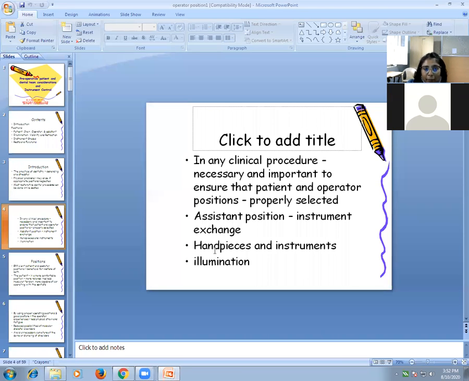Then your handpieces and instruments also play a very important role in ergonomics. Now, ergonomics is that you have to pay proper attention to your posture. Okay, the dentist posture, the patient posture. Then illumination, is the light proper or not? This is also very important when you work. If the light is not proper, it is very difficult to work in such an environment.